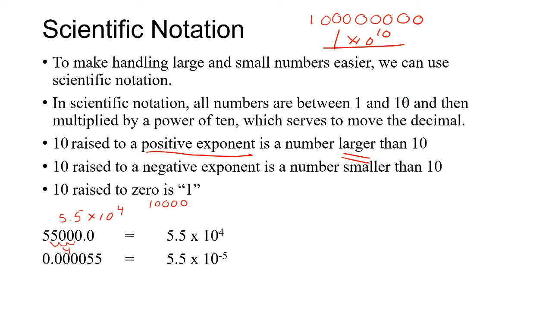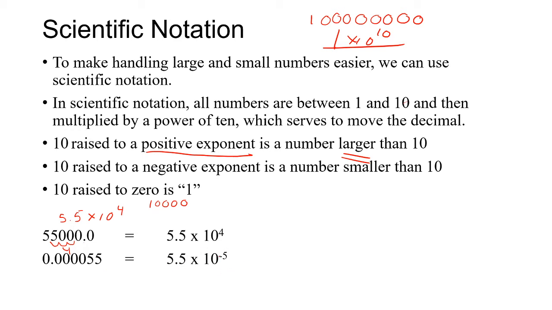Let's look at the inverse of this. Let's say I'm given 5.5 times 10 to the negative 5th, and I have to convert it to regular notation. Well, I have 5.5. I have to move the decimal 5 places. If I move it to the left, the number is going to get smaller. If I move it to the right, the number is going to get bigger, right?